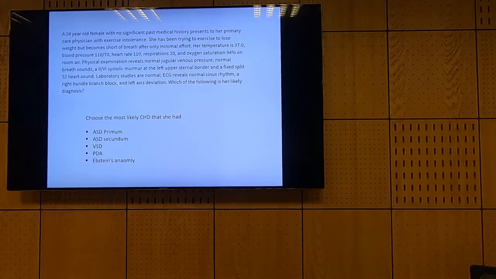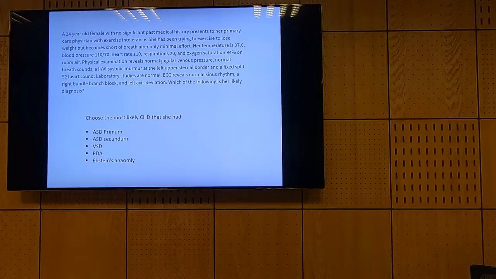ASD. Okay. Who disagrees or who agrees? Who agrees? Okay, no one disagrees. ASD primum, and what Ahmed said is the diagnosis. It comes with ASD. Yes, because he said it's left axis deviation on the ECG.